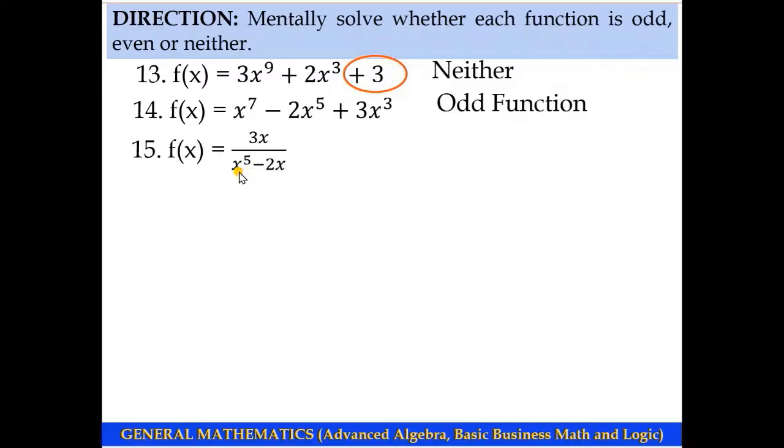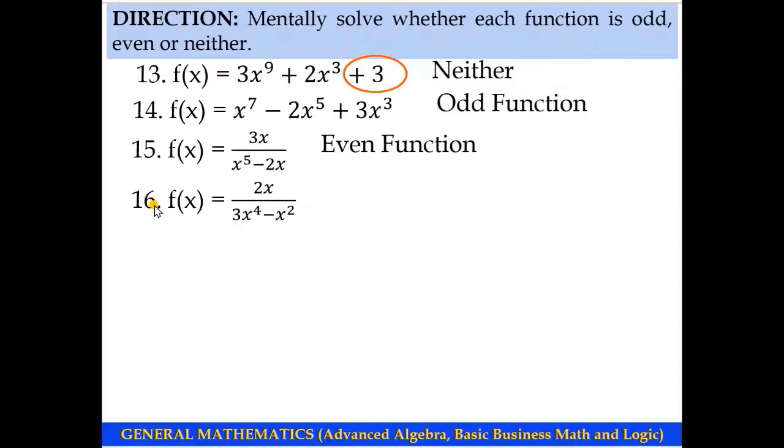Then after factoring out the x, we can cancel x here. That is why what remains in the denominator is x raised to 4 minus 2, and 4 and 0, which is the exponent of the x in the constant term 2, are even. And this makes number 15, f of x is equal to 3x over x raised to 5 minus 2x, an even function.